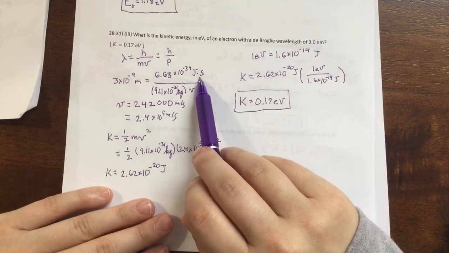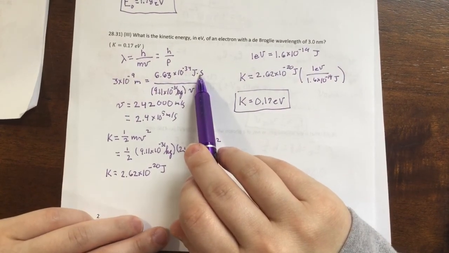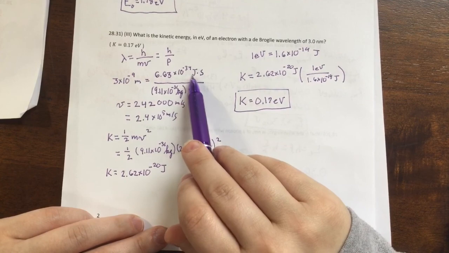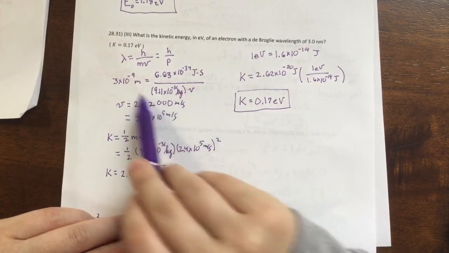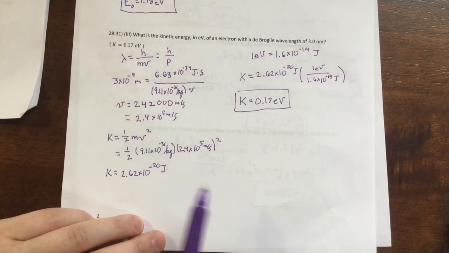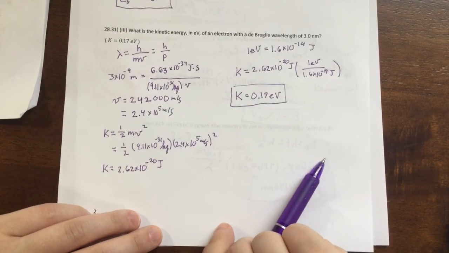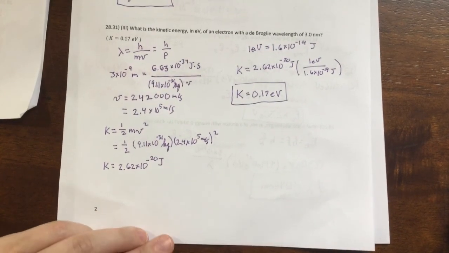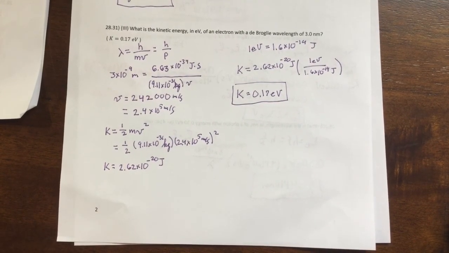Up here we knew that we didn't have to use eV, that we could use the joule one just because we didn't have electron volts anywhere else. So that is de Broglie.